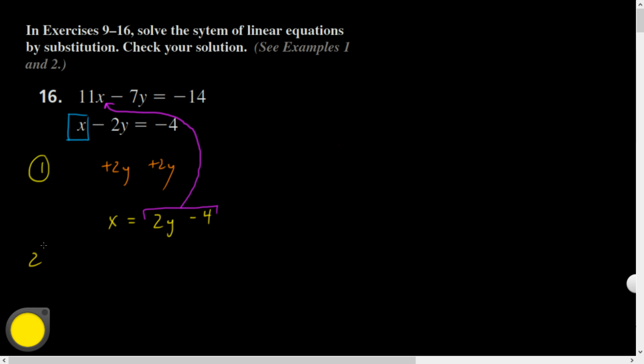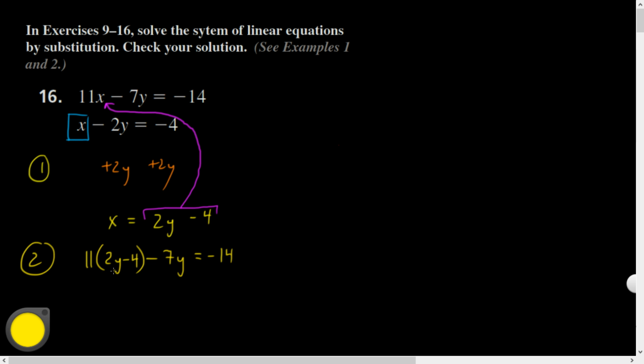And when I do that, that is step 2. 11 times, and instead of x, I'm writing 2y minus 4. Put it in parentheses like sand in a bag, minus 7y equals -14. And then make sure you write the rest of the equation.